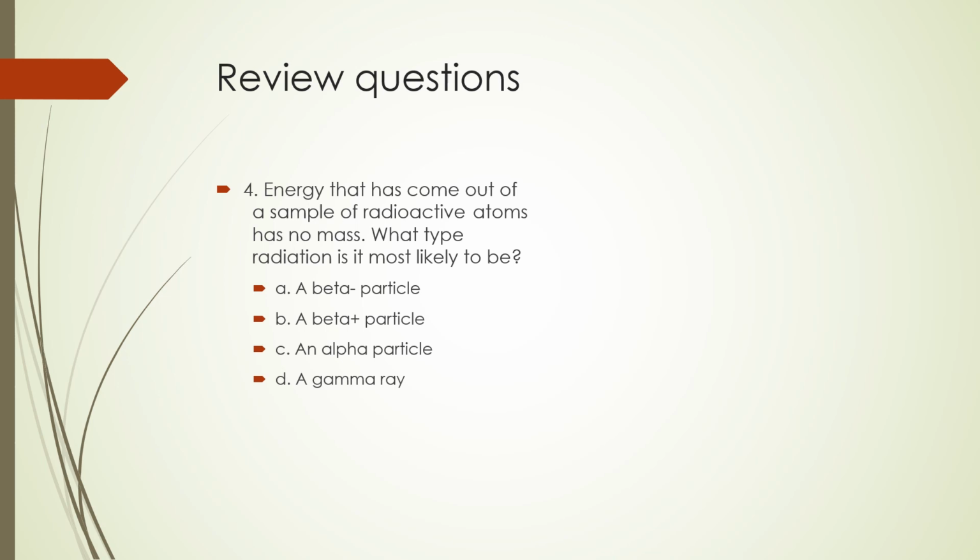Next question. Energy that has come out of a sample of radioactive atoms has no mass. What type of radiation is it most likely to be? The choices are A, beta minus particle, B, beta plus particle, C, an alpha particle, or D, a gamma ray. The correct answer is D, a gamma ray.